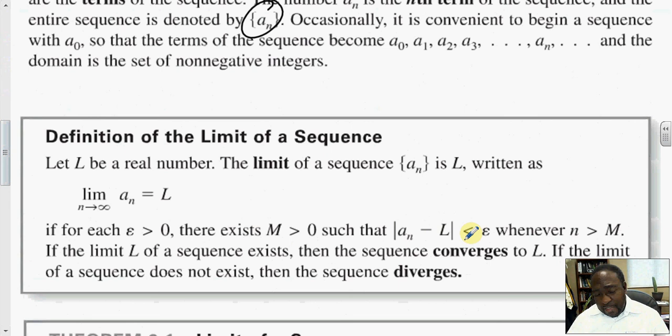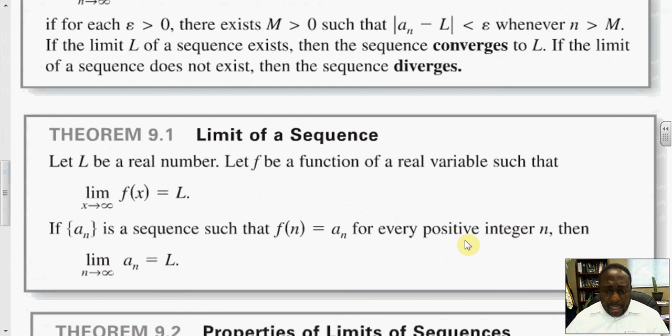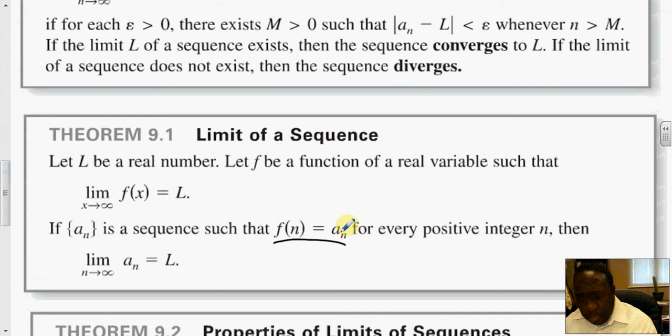Now the theorem on the limit of a sequence. Let L be a real number and f a standard function. If the limit of the function as x goes to infinity is equal to L, then this is tantamount to saying that f of n, where n are the natural numbers or the positive integers, mapped into the function, gives us the sequence values. The limit of the sequence also has the limit L. So the sequence and the function represent the same thing.